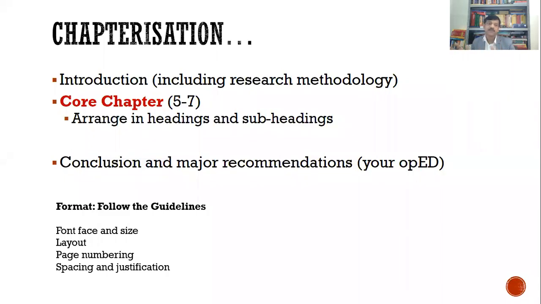Layout will be clearly mentioned. Page numbering should be there because it becomes easy to refer to the work, and spacing and justification. So many a times you will find people not having a lot of research, not a lot of writing, so they will have too much spacing. People who have too much research, they will give zero spacing. So don't do that. Please follow the spacing norms which have been prescribed in your guidelines, and accordingly you should do your work.